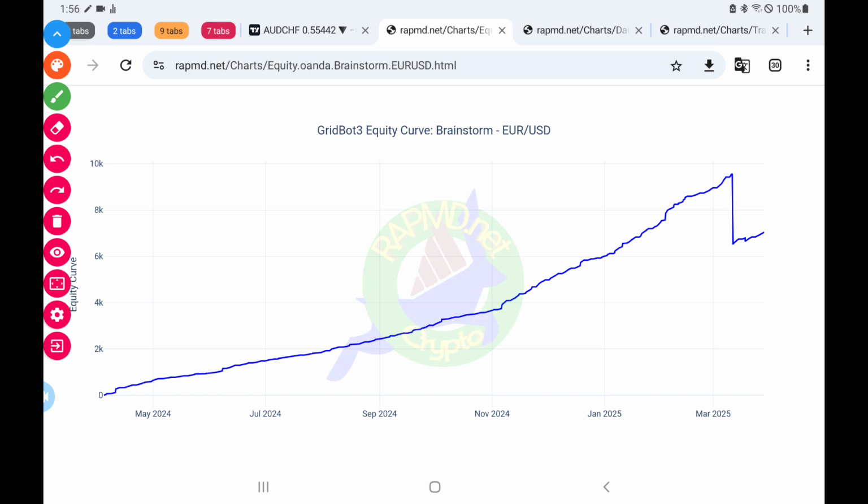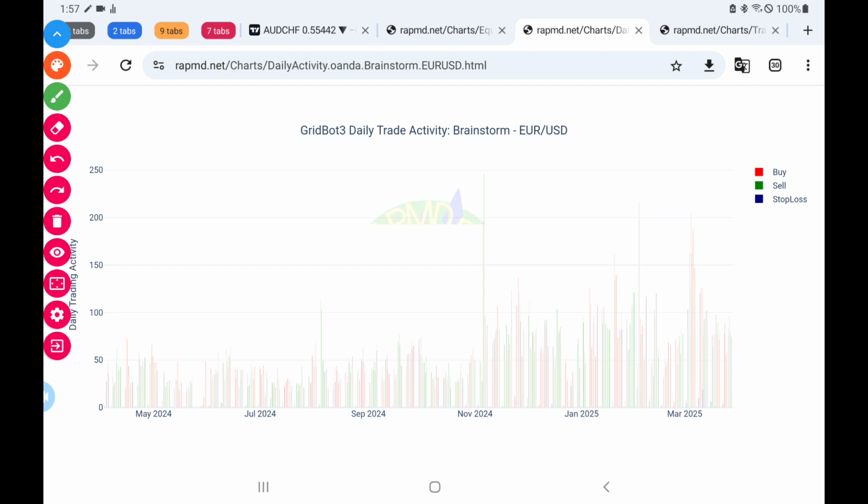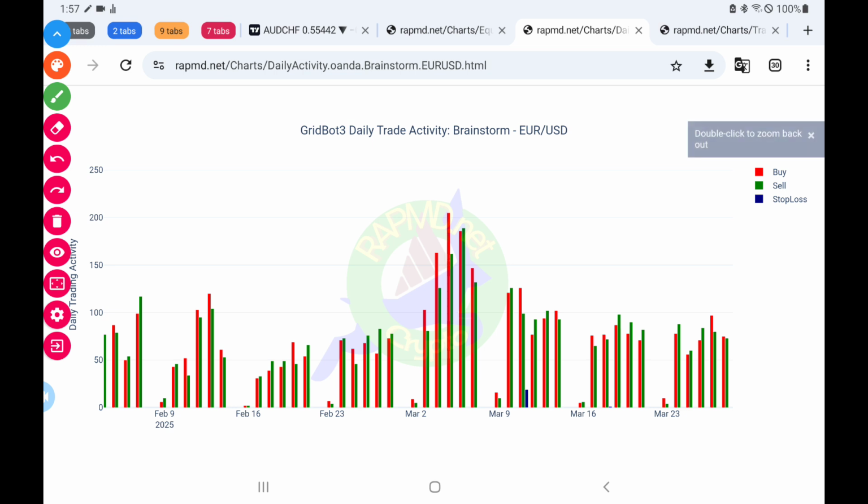But when we actually look at the number of trades per day, some of them are obscene. For example, we see right here, almost 250 trades in a single day. The volatility for this was just unbelievable. But if we zoom in to the more recent period, we can see just how many trades have taken place.